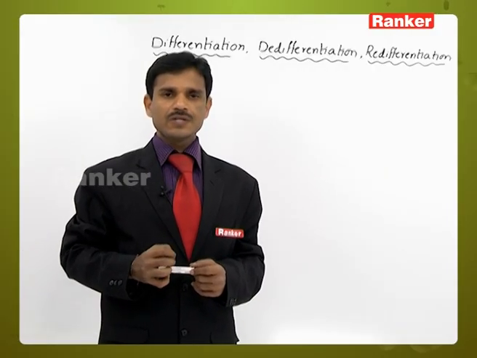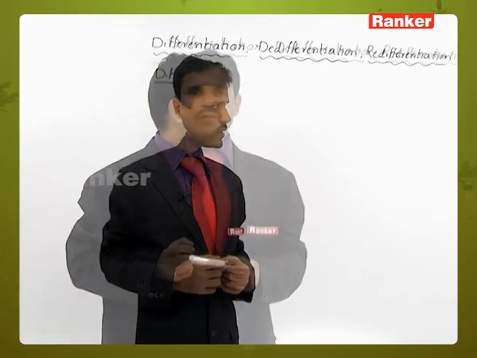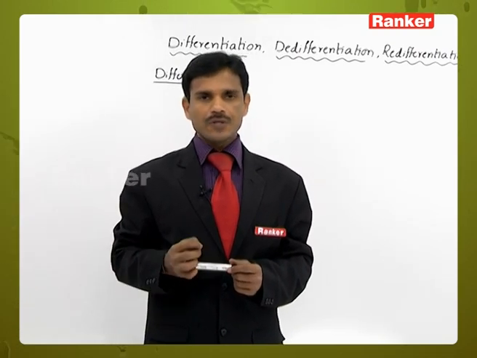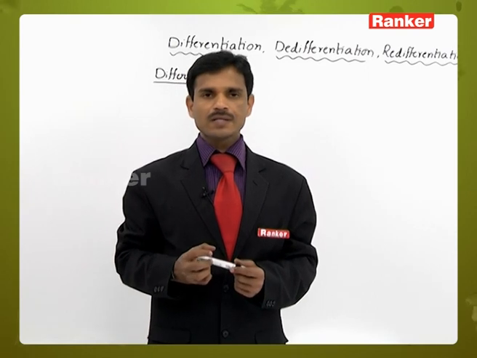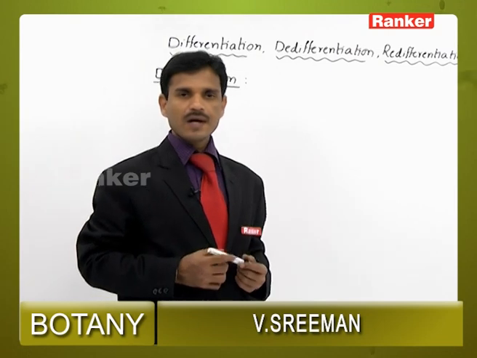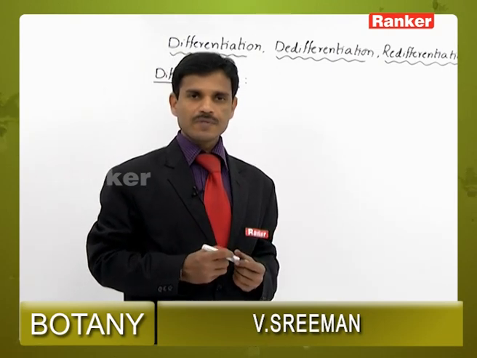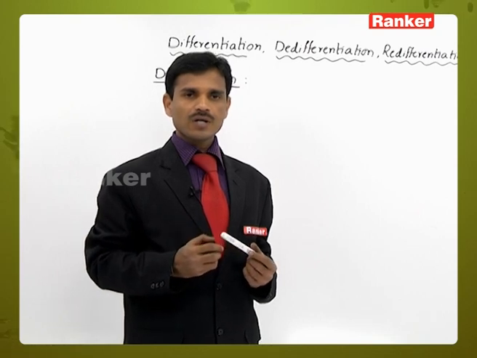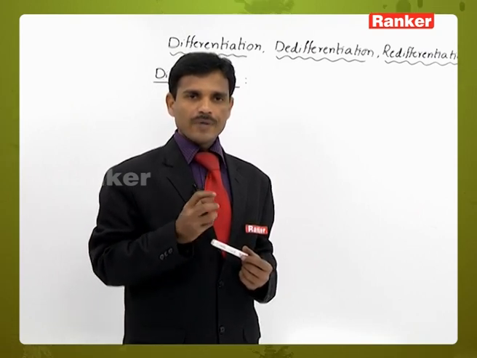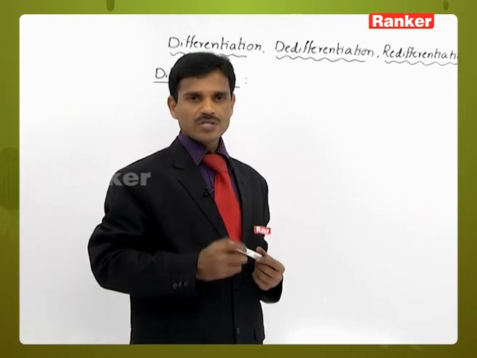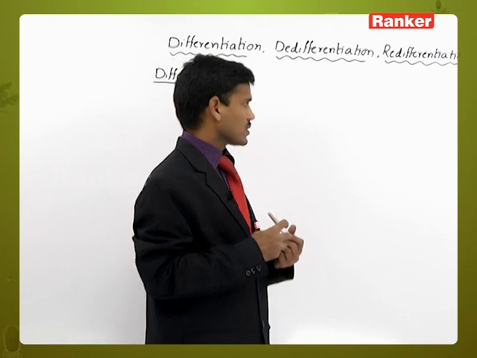Differentiation, de-differentiation and re-differentiation. Differentiation: after the production of new cells from the meristematic tissues, the cells undergo elongation and differentiation. Differentiation means the new cells are converting into mature cells, and the mature cells are generally involved in one certain function. So they are assigned to one function.